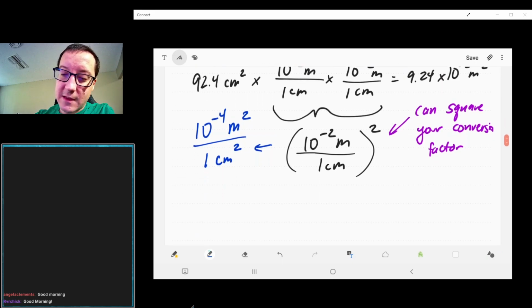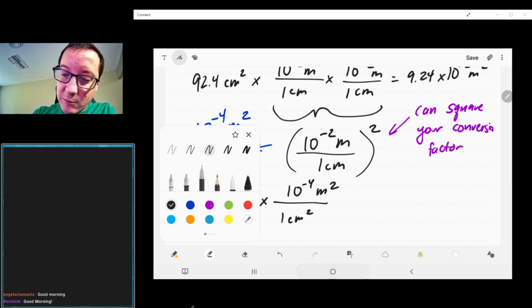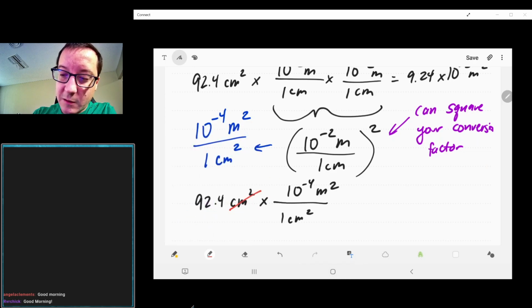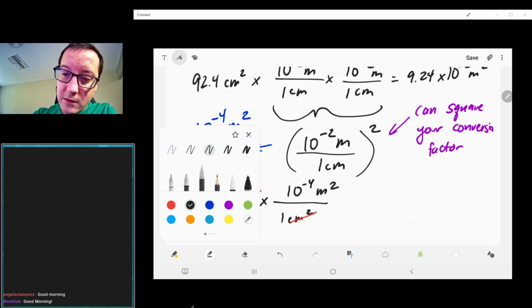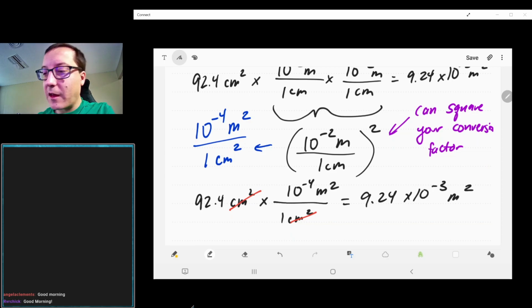So we can now save a little bit of time and square our conversion factor to begin with. And now we can see right away that the centimeters squared will cancel out and we'll be left with meters squared. And so again, I've written this number like 5 times. We of course will still get the same thing.